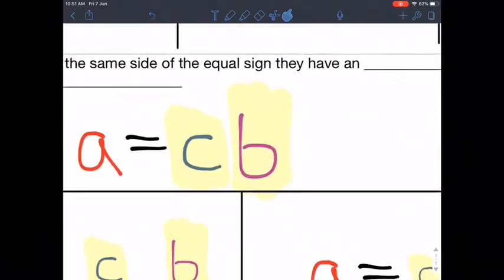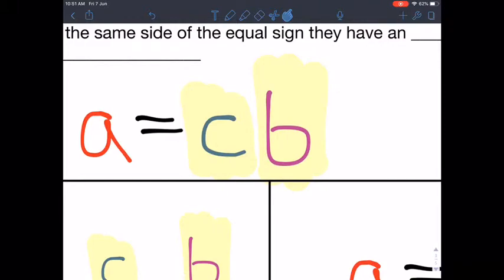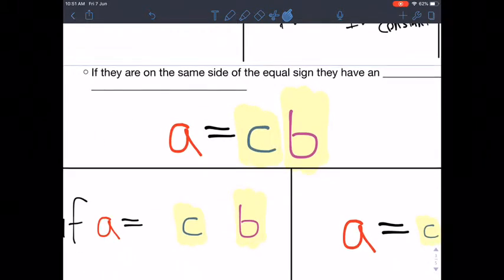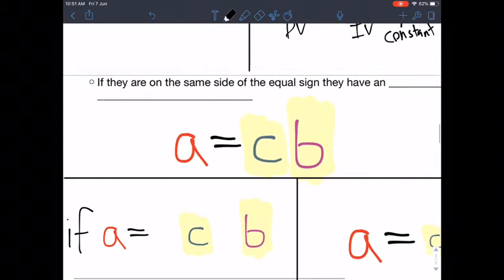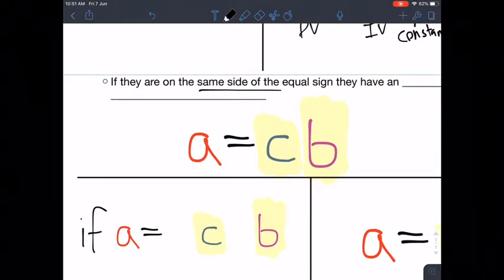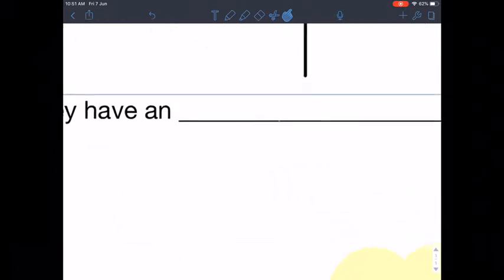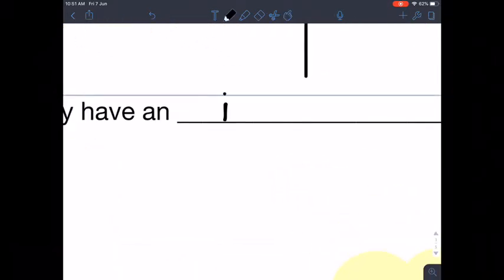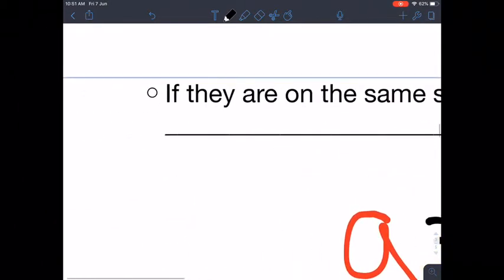If, on the other hand, you were to pick C and B, they are on the same side of the equal sign, as it says right here. And so they don't have a direct relationship. You can probably guess what kind they have. They have an inverse relationship.